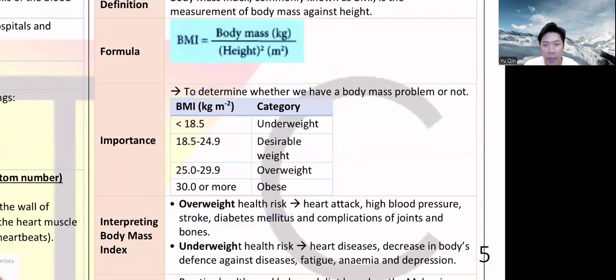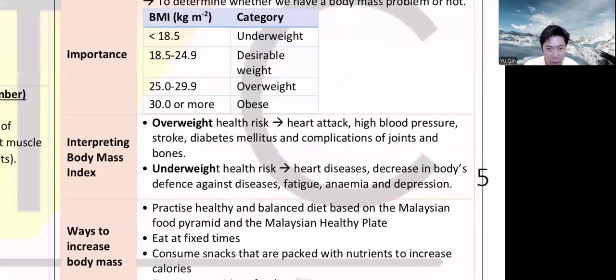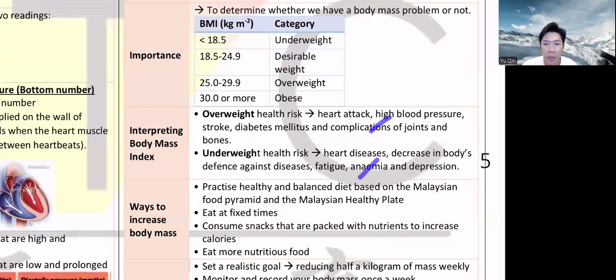Any lower than 18.5 will be underweight. 18.5 to 24.9 will be desirable. 25 to 29 will be overweight. 30 and above, obese. So, like I said, our body is never about higher, lower, better. It's always the middle. The balanced state is better. Overweight, underweight, no good. Both have problems. Even underweight has problems like decrease in immunity, heart diseases, always very tired.